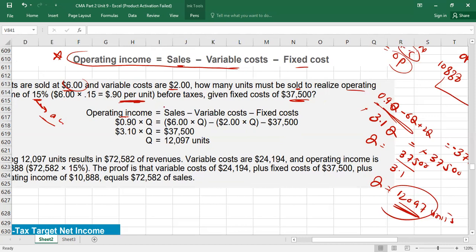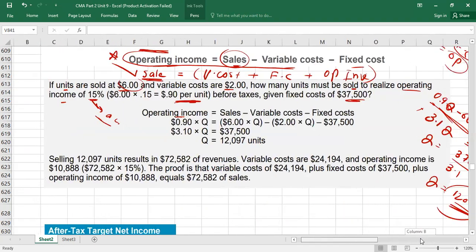This would be the way: sales value should be equal to variable cost plus fixed cost plus operating income. It is the same thing I'm writing this way or that way. Obviously, if you want to get the sales value from the first equation, then the equation will be: sales is equal to variable cost plus fixed cost plus operating income. Sometimes they solve the questions by applying this equation. So don't worry, it's the same thing.